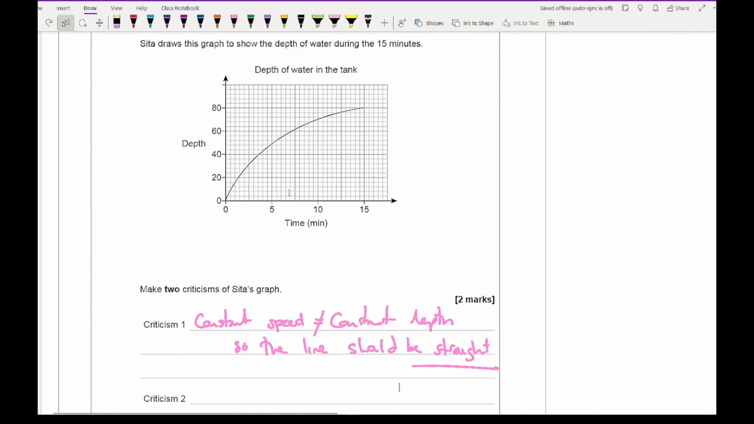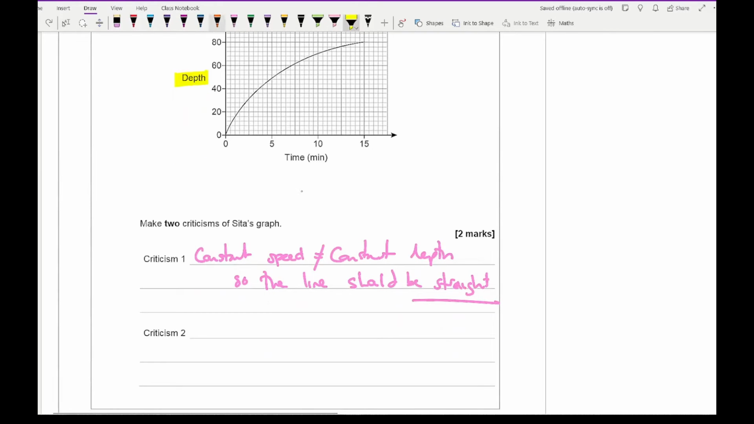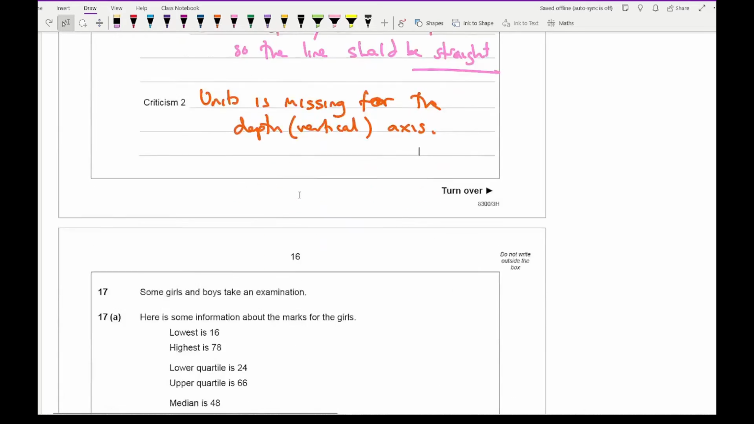And then the second criticism, which I didn't spot initially, but is the fact that depth is missing some units. So you could say here for the second criticism that the units is missing for the depth or the vertical axes. So something along those lines would be absolutely fine for those 2 criticisms.